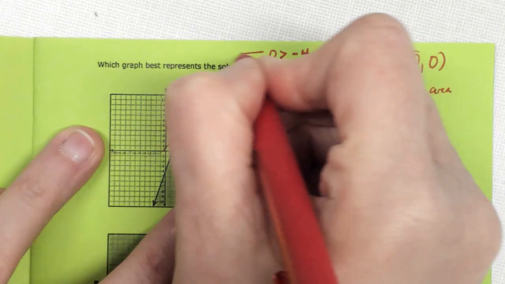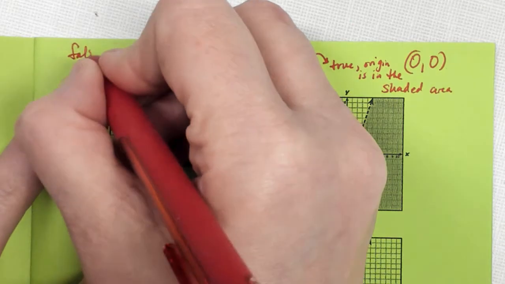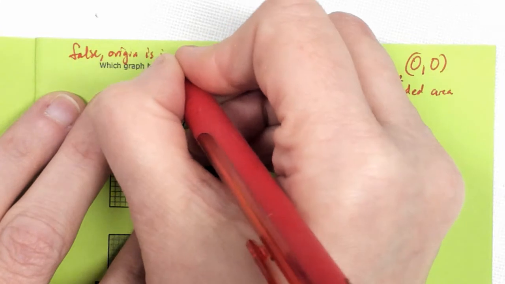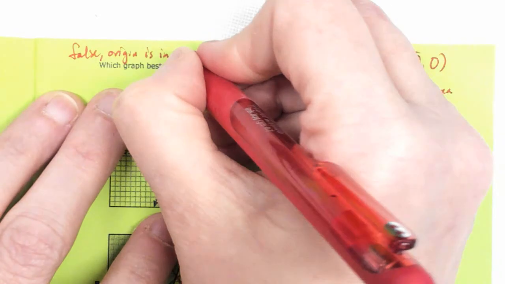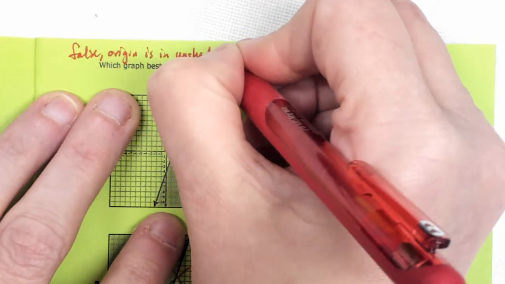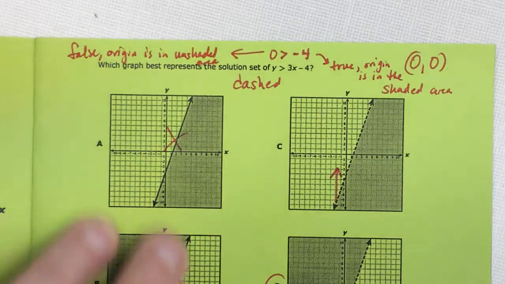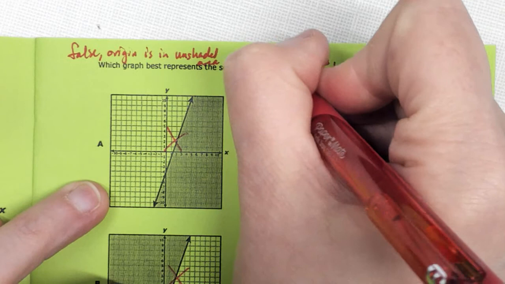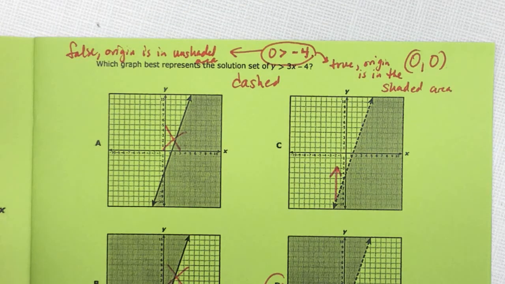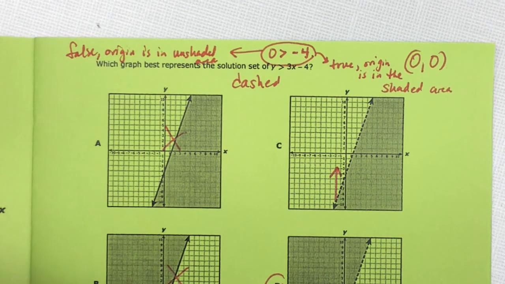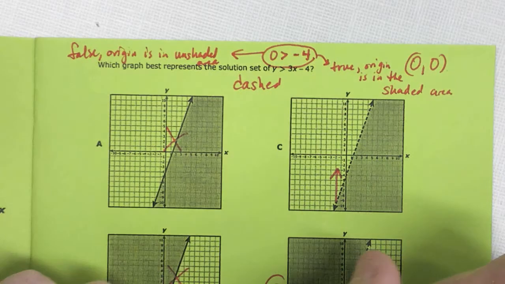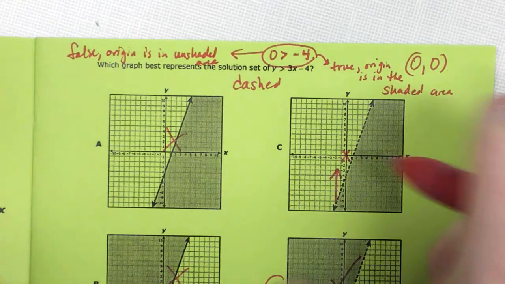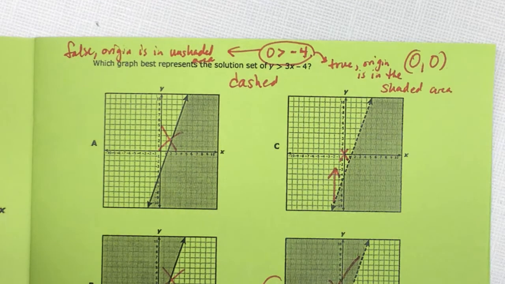If it's false, the origin is in the unshaded area. Okay? So, I'm going to look at this statement and decide, is it true or false? Is 0 greater than -4? Yes. So this is true. That means the origin has to be in the shaded area. D and C it's not, so that one's out.